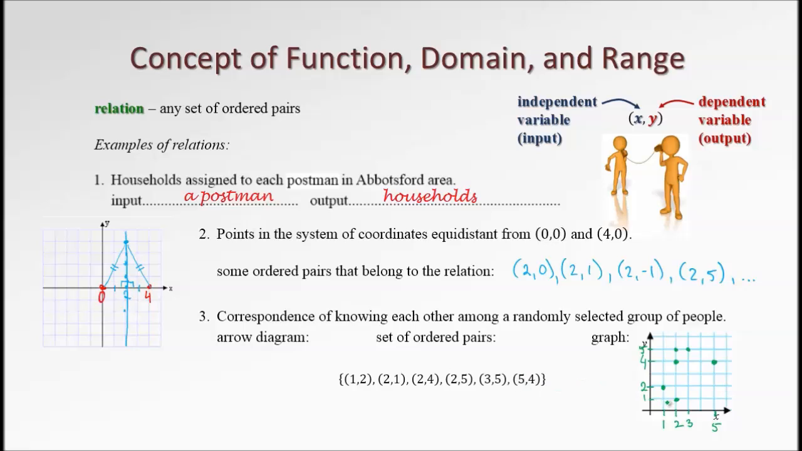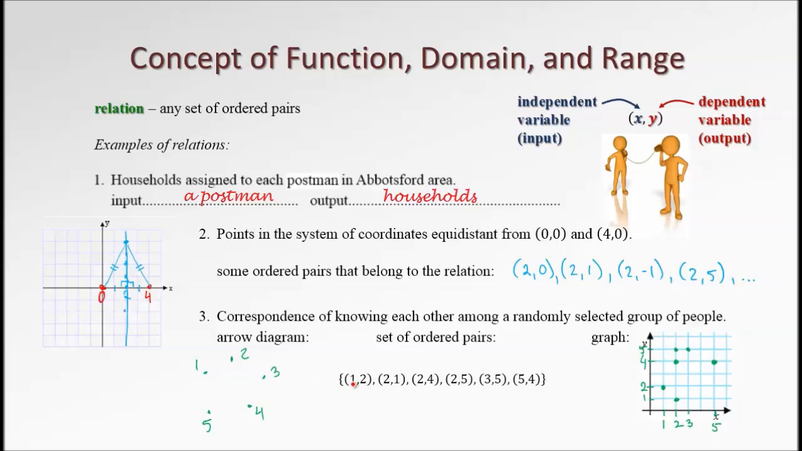How else can we visualize this relation? Well, we can use an arrow diagram. For example, if I mark all 5 people, numbers 1, 2, 3, 4, and 5, now we can record the relation of who knows whom by using arrows.